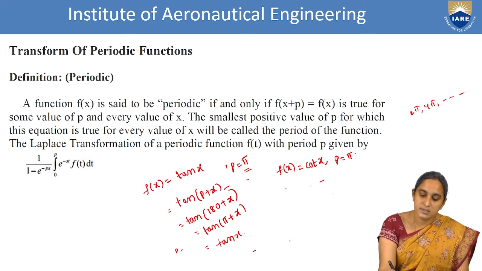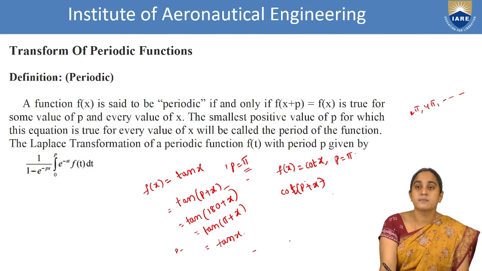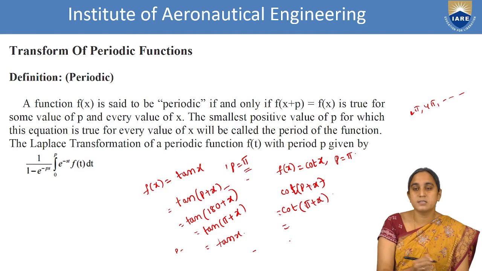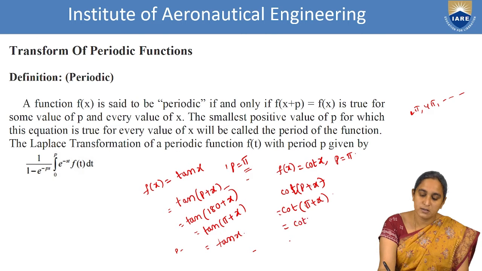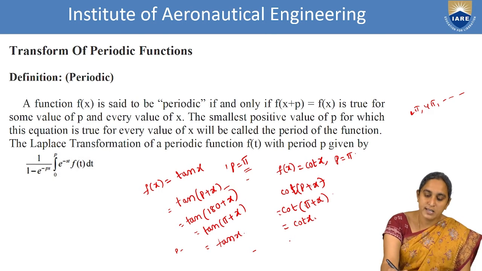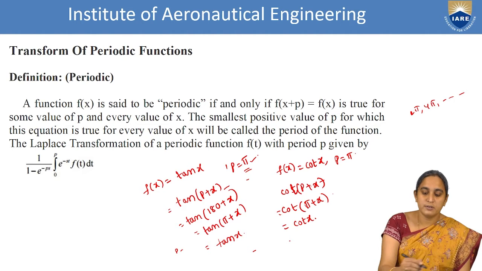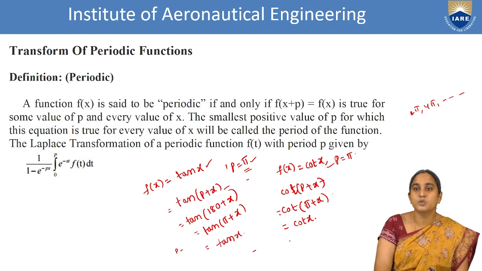For that case, cot of p plus x, that is cot of pi plus x, which is cot of 180 plus x. For that case, we got again cot x. That means if you take p is equal to pi, for the functions tan x and cot x, the two are periodic functions. What we observe is that at the particular period of pi, tan x and cot x are periodic functions.